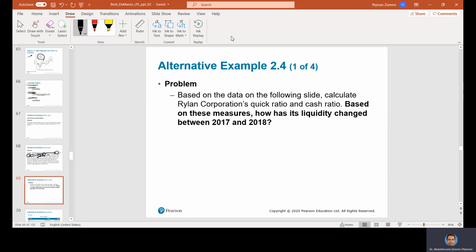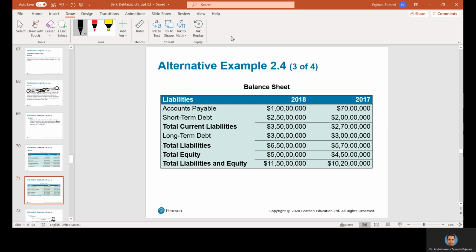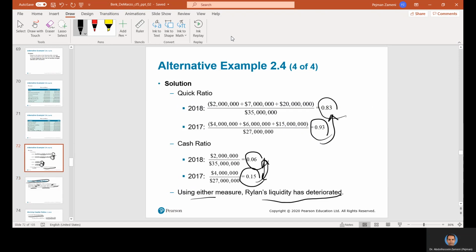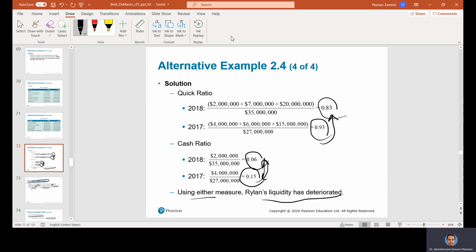Another question, please go through it by yourself. And the quick ratio for 2017 is this much, and it dropped in 2018. Cash ratio also dropped from 2017 to 2018. Using either measure, Ryland's liquidity has deteriorated.